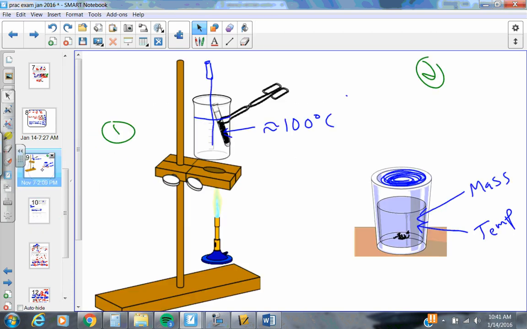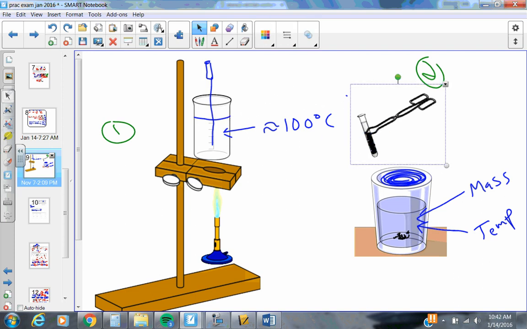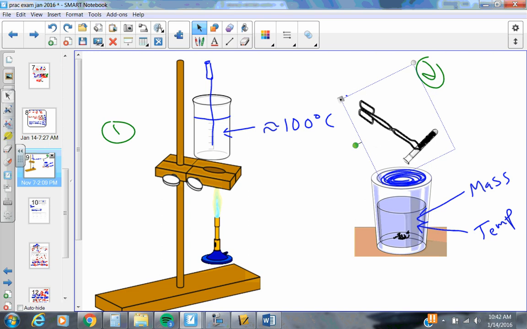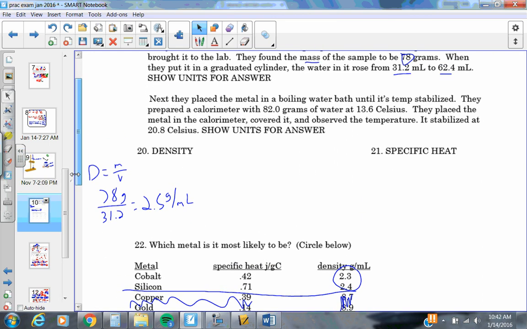Specific heat, here's a look at what it was in the lab. We put the sample into hot water, made it 100 degrees. We poured it into a cup of known mass, known temp water. It heated the water up, and based on that information, we were able to calculate the specific heat. Specific heat is based on this idea, Q equals M times C times delta T.